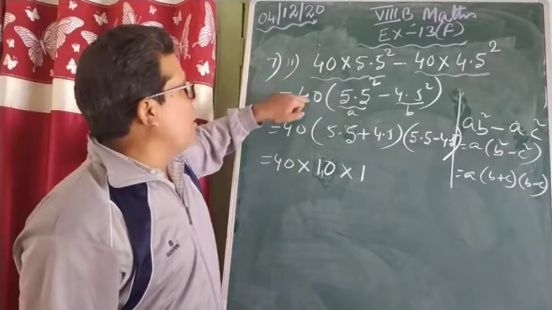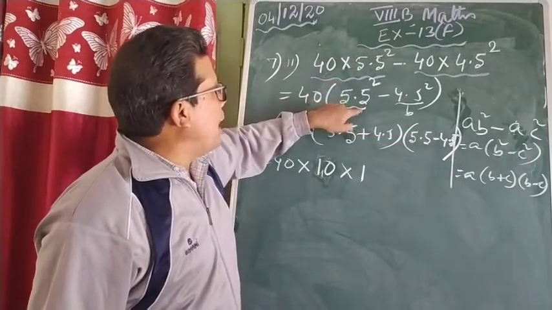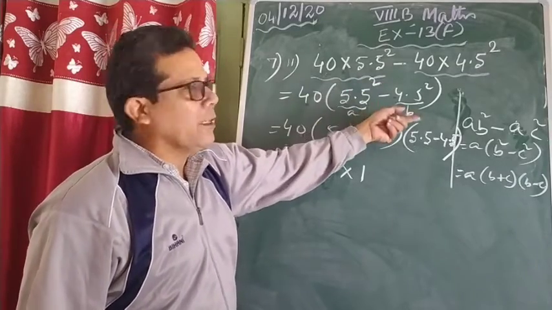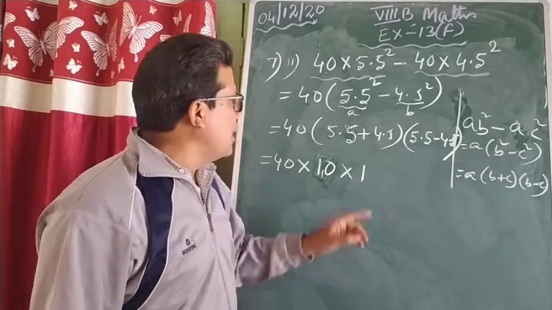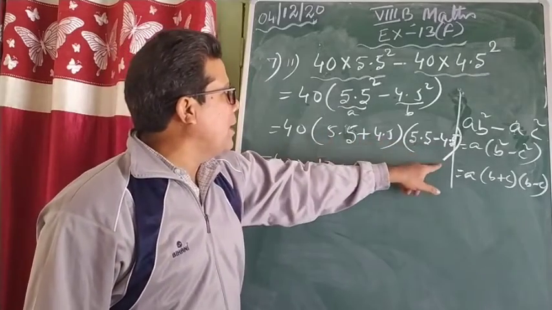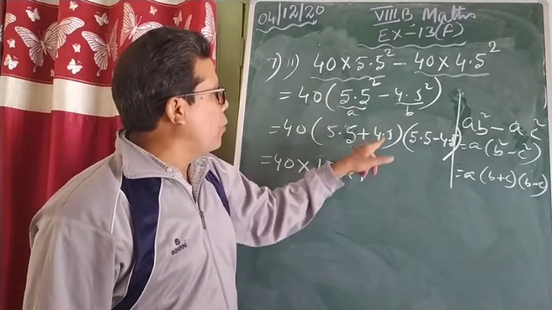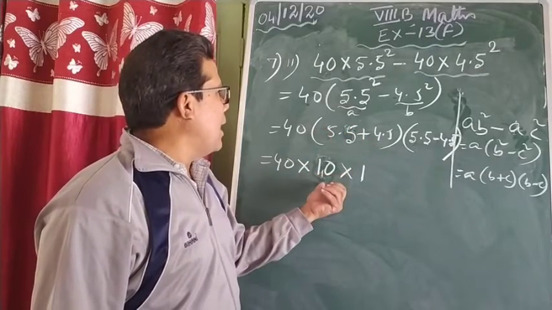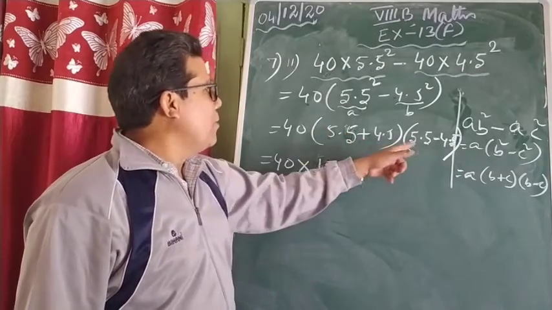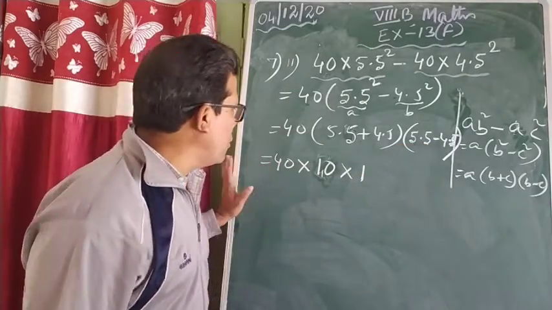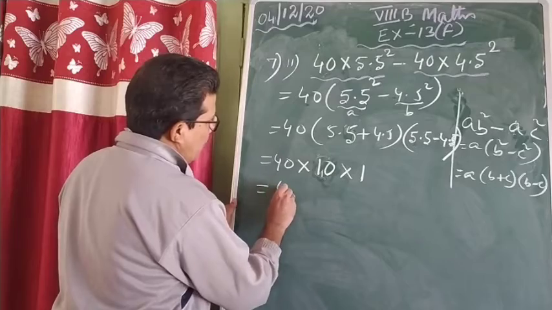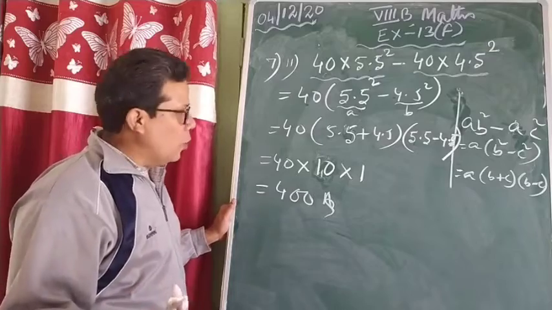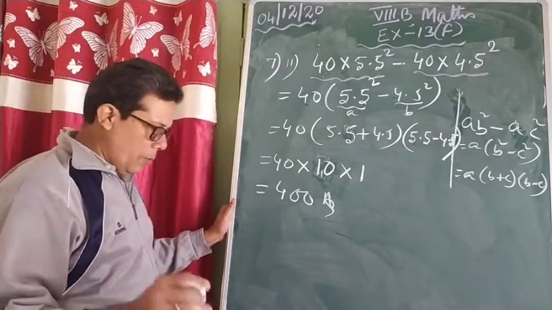Once more, 40 common, like I explained here. So 5.5 square minus 4.5 square. Now take this as A, take this as B. So A square minus B square. If it is in the form of A square minus B square, the result will be A plus B into A minus B. A means 5.5, plus 4.5, into 5.5 minus 4.5. So 5.5 plus 4.5 equals 10, and 5.5 minus 4.5 equals 1. Now if you multiply, all of you know what will come, beta? 400, and this is your answer. I hope it is clear to you. Now I am going to solve another problem.